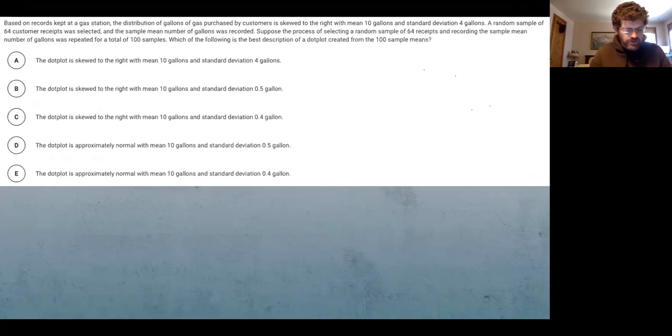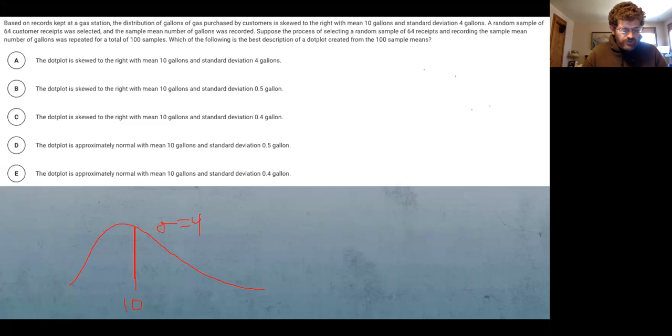Okay, based on records kept at a gas station, the distribution of gallons of gas purchased by customers is skewed right with the mean of 10 gallons and the standard deviation of 4 gallons. All right, so we've got something that looks like this. The mean's not going to be right there, but wherever the mean is, 10 gallons with a standard deviation of 4. We didn't have to draw that, but it's good to get a visual on it.